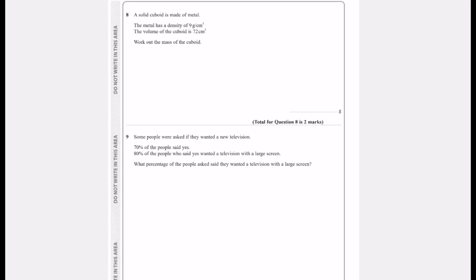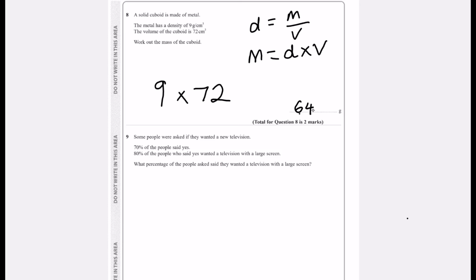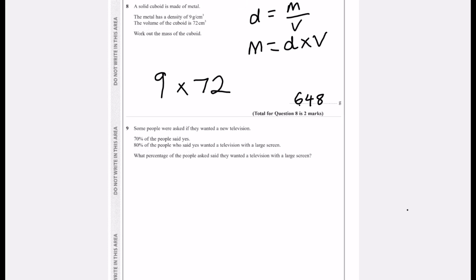Question 8. A solid cuboid is made of metal. It's got a density of 9 grams per centimeter cubed, a volume of 72 centimeter cubed. What's the mass? So density is equal to mass divided by volume. If we want to rearrange this to get mass by itself, to get rid of a divide, we times. So it's mass equals density times volume. So to work out the mass, we get the density and we multiply it by the volume. 648. So 648 grams is our answer.